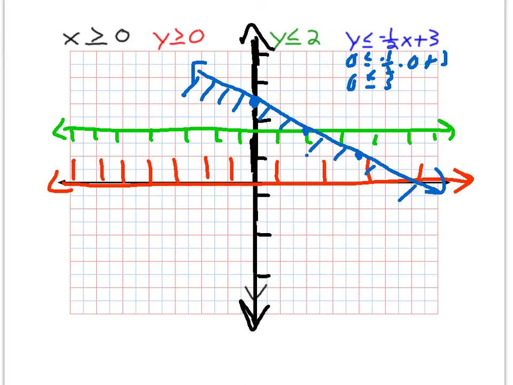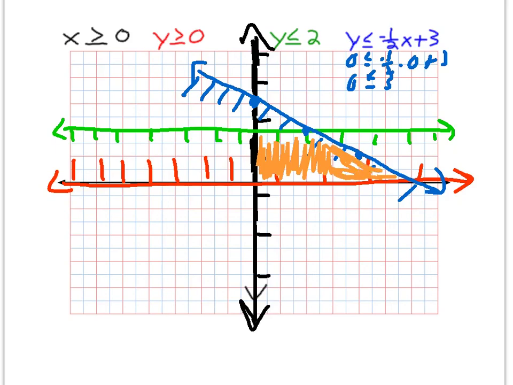Okay, so now my solution region is bounded by all 4 lines, and it's where all the shading intersects. So I got my black pointing this way, red up here, green down here, and blue this way. So my region is this little quadrilateral right here. That's where all my shading intersects each other. And again, it's got to be bounded by my lines.